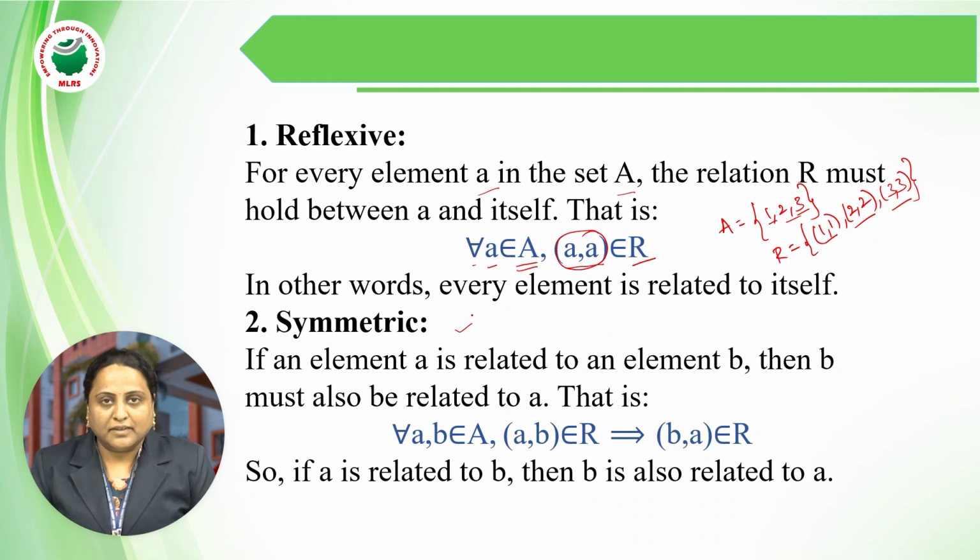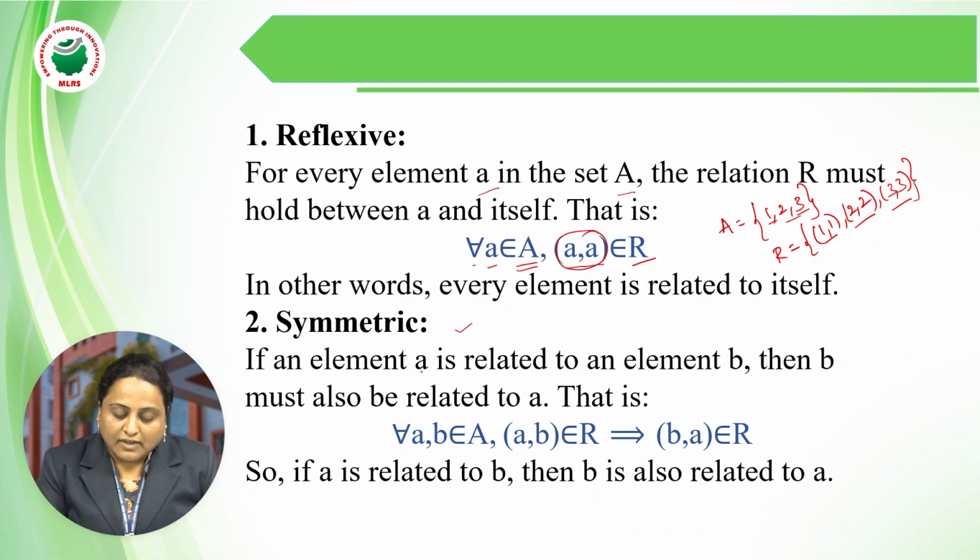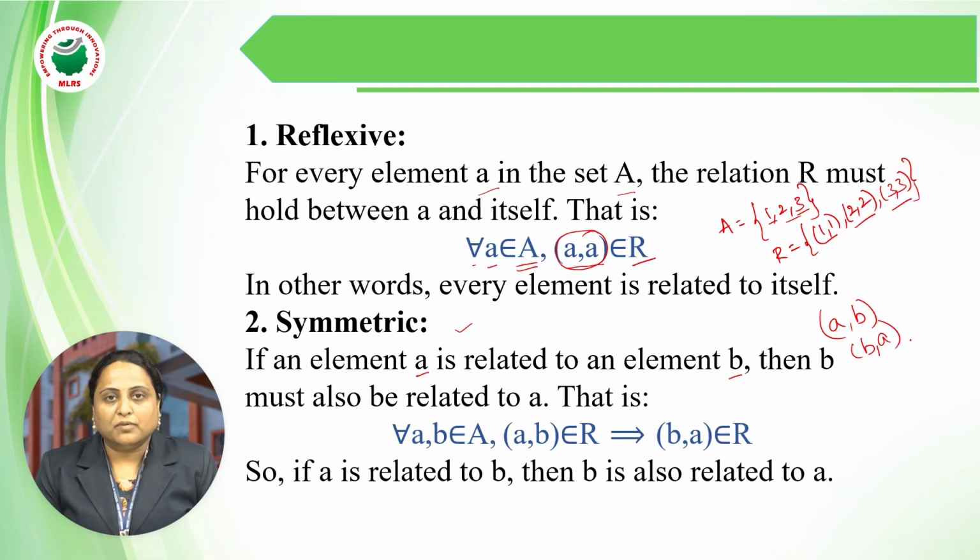What is a symmetric relation? Let us take an element A. It is related to an element B. What does it mean? A related to B means the ordered pair (A,B). Then B must also be related to A. That is, there should be an ordered pair in the form (B,A). Only then can you call that relation a symmetric relation.